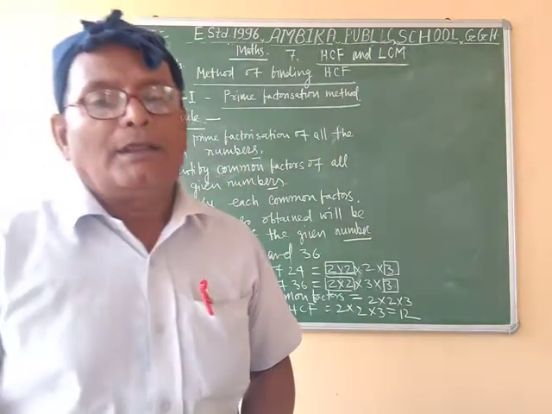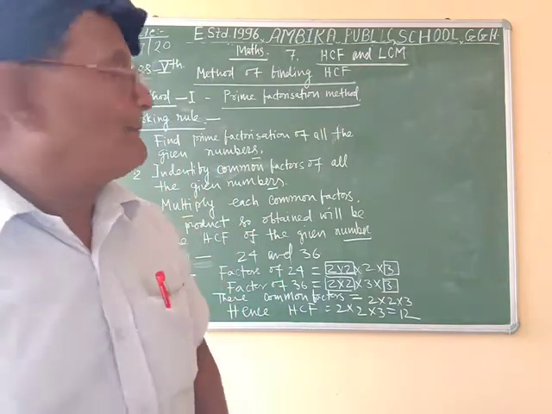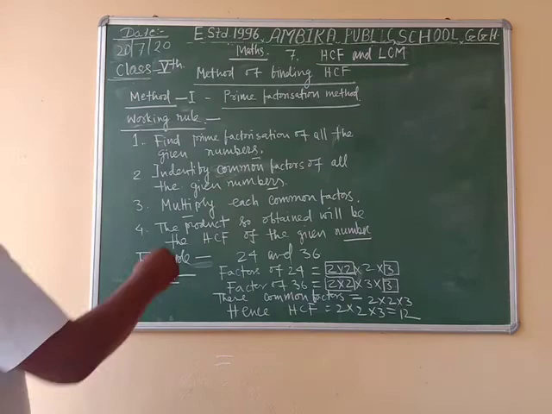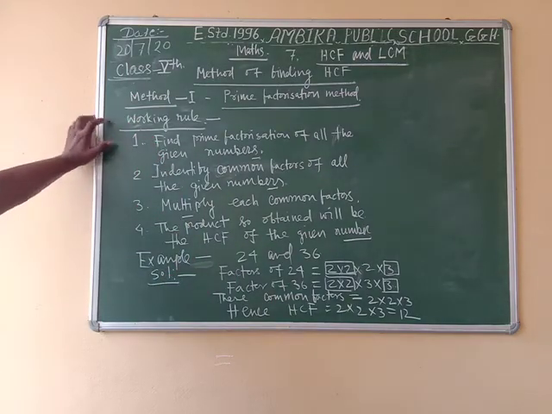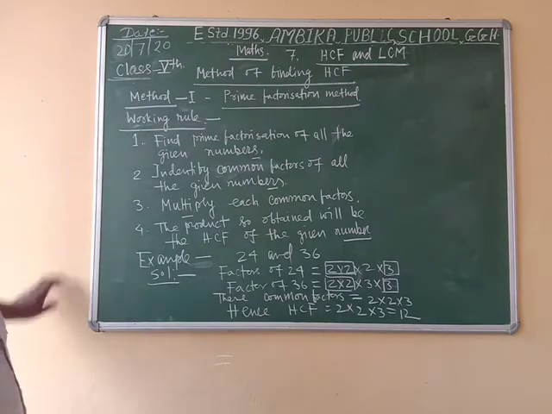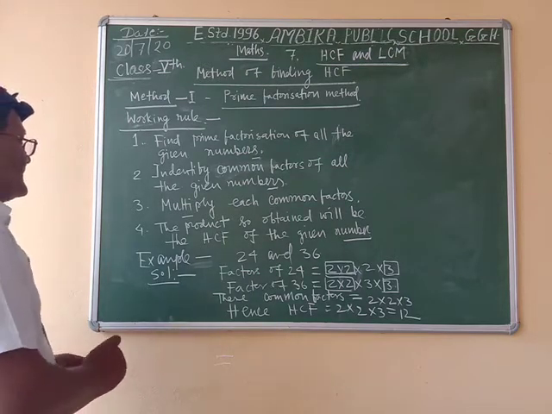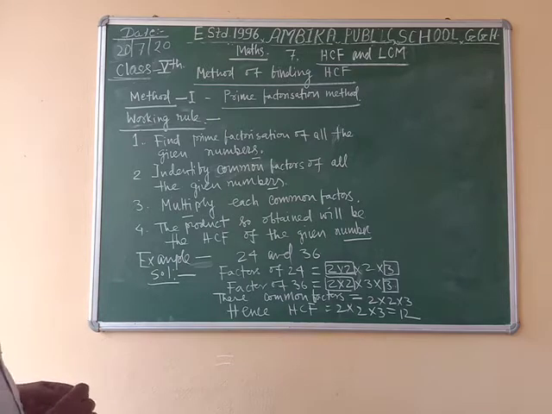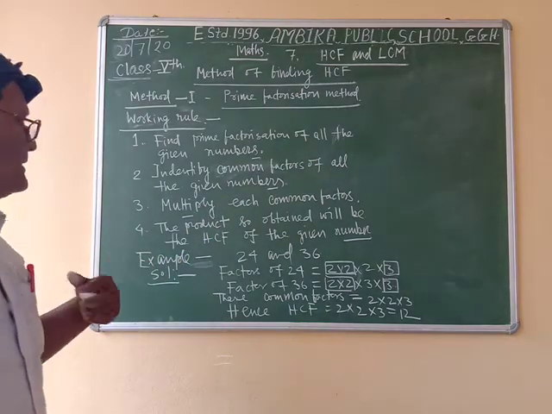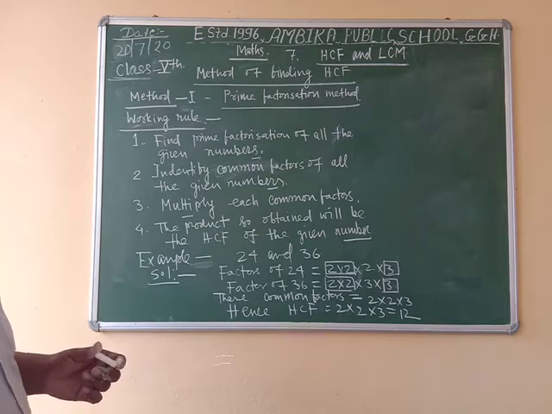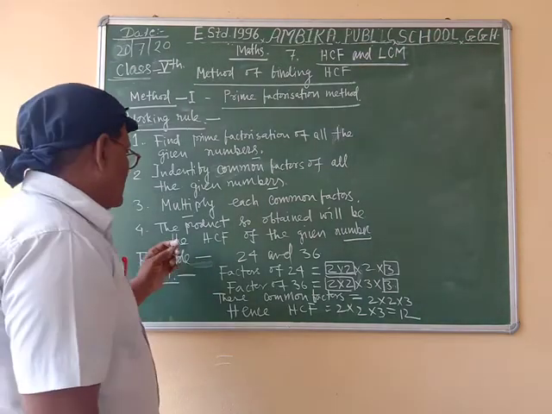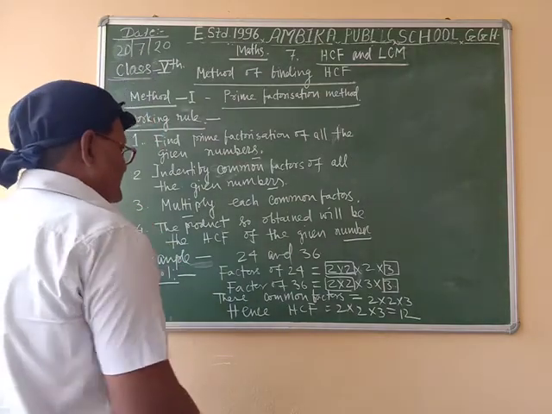So in this way you can find HCF by the prime factorization method. The working rule is written. So first of all try to understand the working rule for finding HCF. According to the first rule, find the prime factorization of all the given numbers. In the second step, identify common factors of all the given numbers. In the third step, multiply each common factor. The product so obtained will be the HCF of the given numbers.